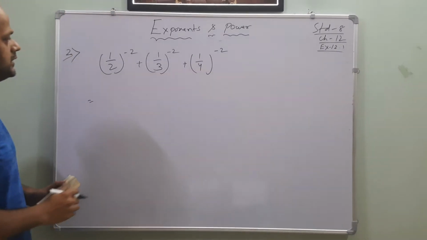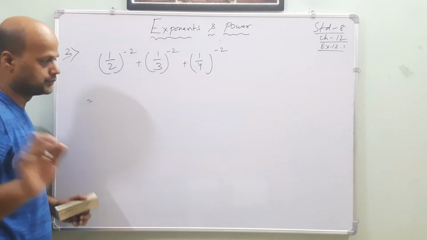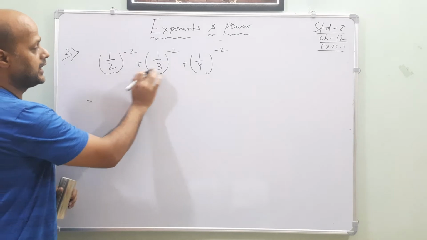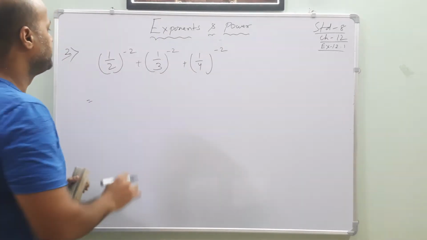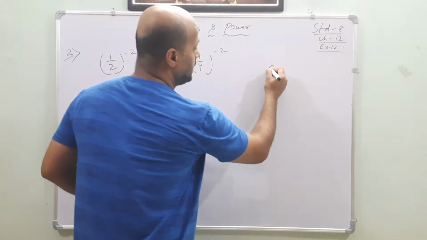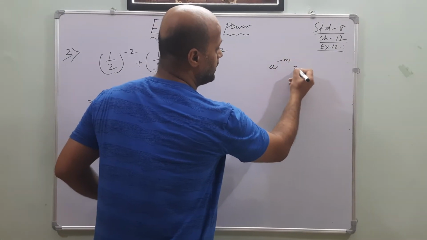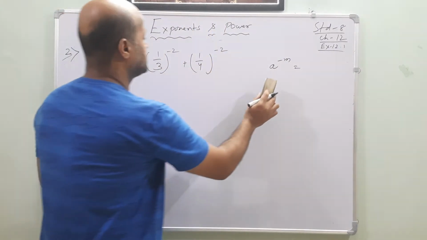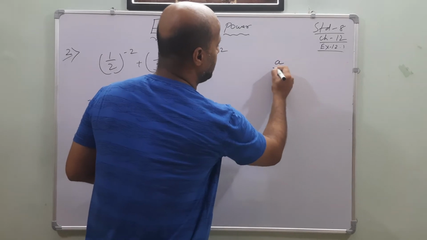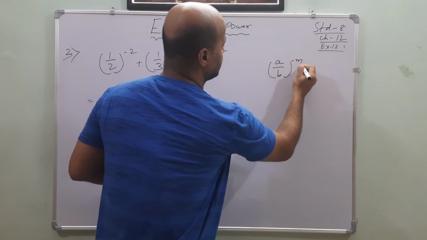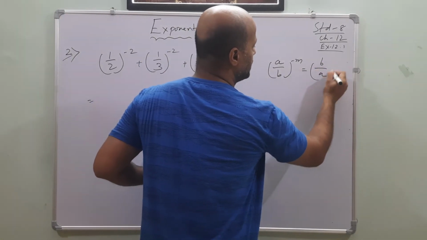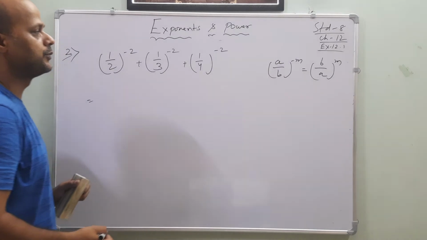Now you just tell me, are the bases the same? No. Are they multiplied or divided with each other? No, they are added with each other. So which formula will be here? Here in the power, minus is there. Then a power of minus m, what will it be? Tell me. A by b whole power of minus m is equal to, yes, the reciprocal, b by a whole power of m. So this formula will be used here.